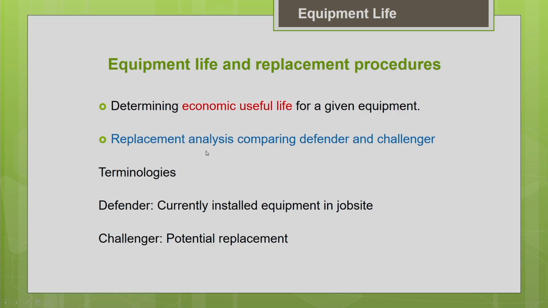So, basically in the replacement analysis we will compare the cost of the defender and the challenger, and with that we will justify the replacement of the defender with the challenger, and also find the right time to replace it. These are the different cases or problems which we are going to solve in the upcoming slides. One is determining the economic useful life of the machine, which helps me decide when to replace the machine. The other one is that I will be able to compare my defender with the challenger. Okay. So, I can compare it with the different alternatives.